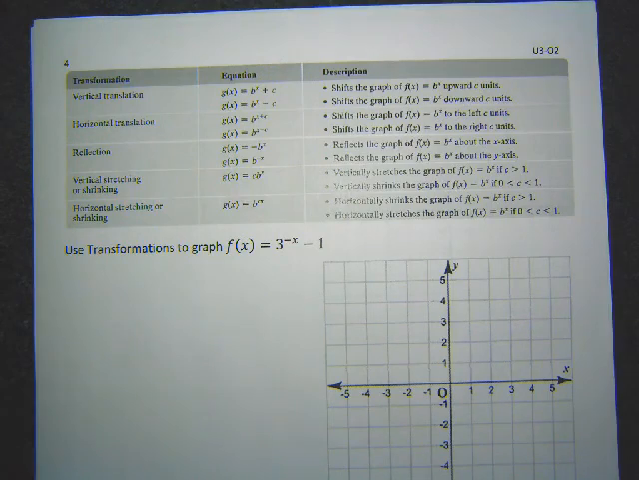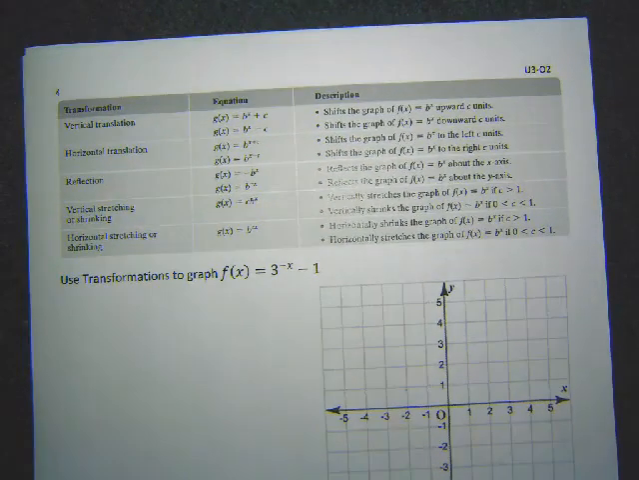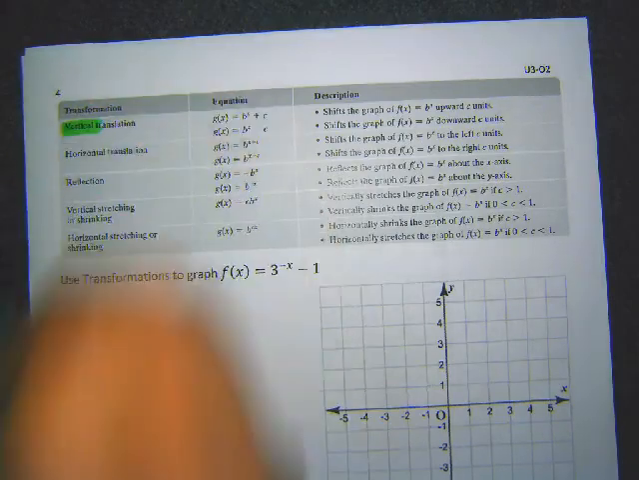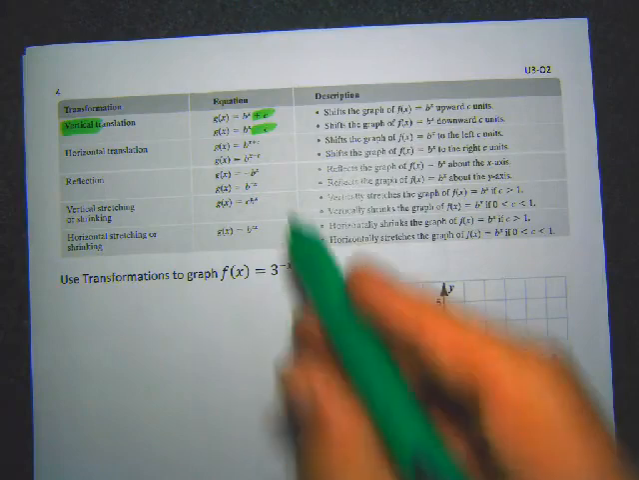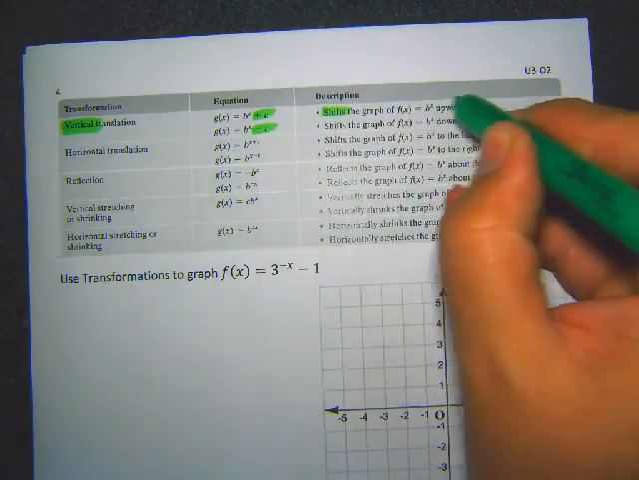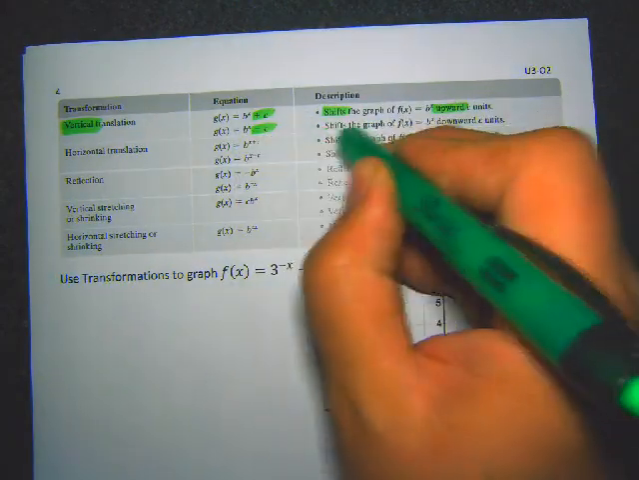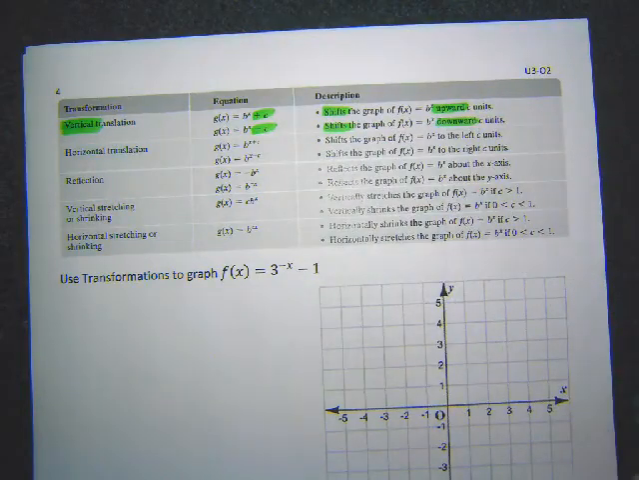You should remember that there's the vertical stuff. Remember that vertical things are always stuff you do on the outside. So here we're adding on the outside or subtracting on the outside. Remember that when you add on the outside, it shifts it upwards. If you subtract, you shift it downwards.